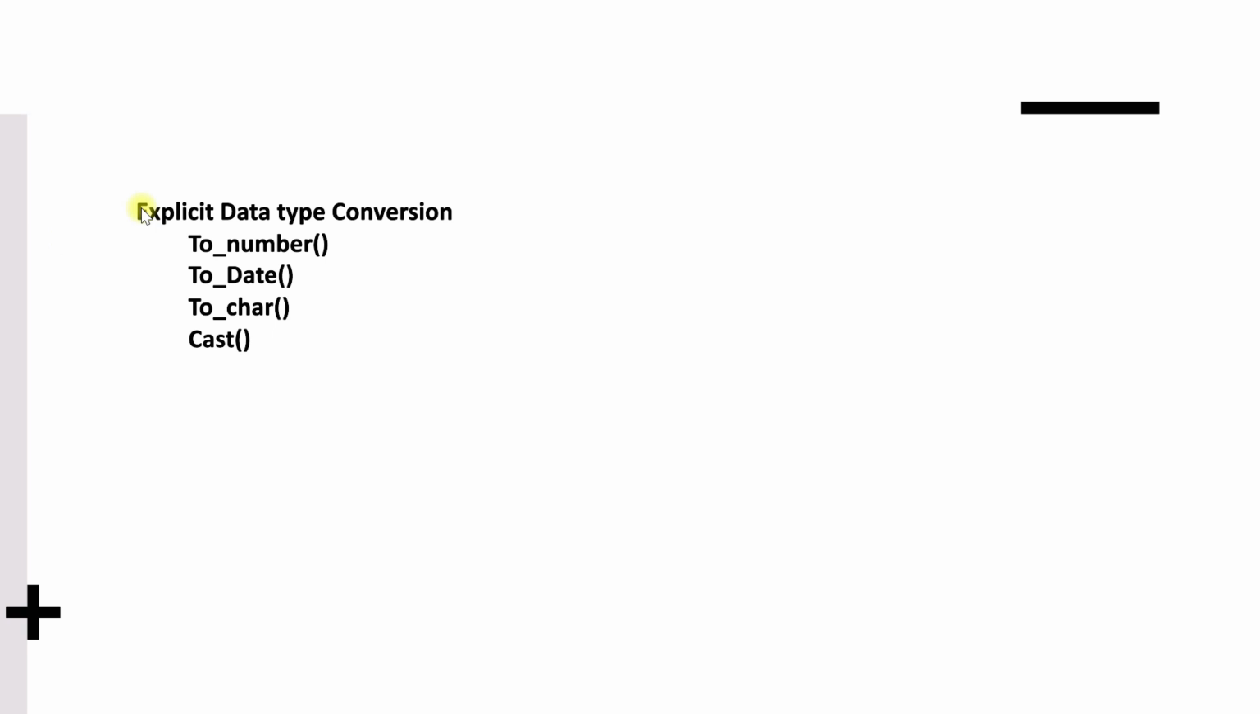So now let's learn explicit data type conversion. Explicit data type conversion is done by the user and implicit data type conversion is done by Snowflake itself. And implicit data type conversion can be convenient because we do not have to do it, Snowflake does it. But sometimes it loses precision and gives unexpected results. So we have the choice to do it ourselves.